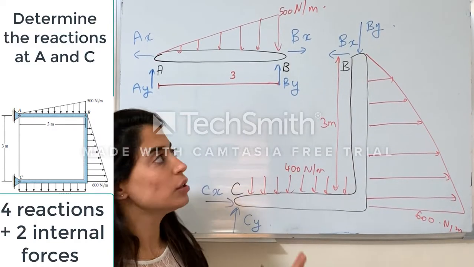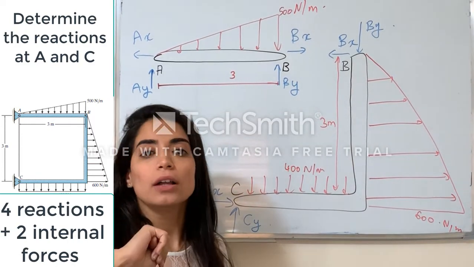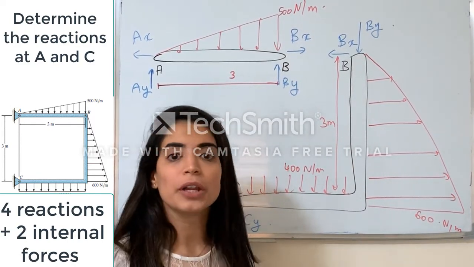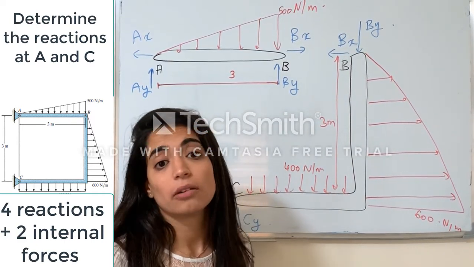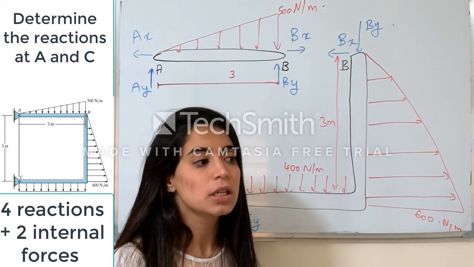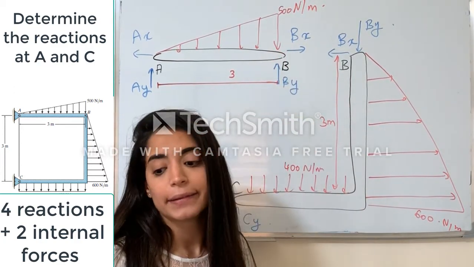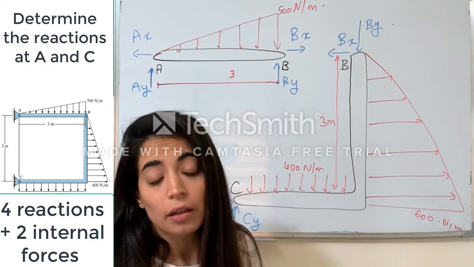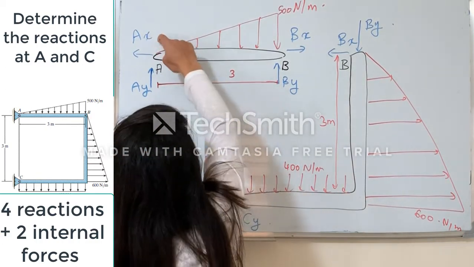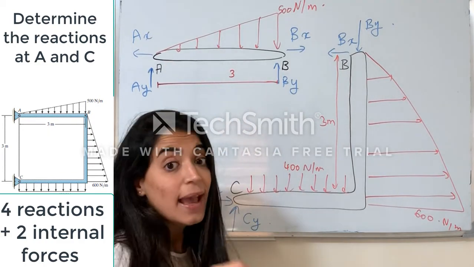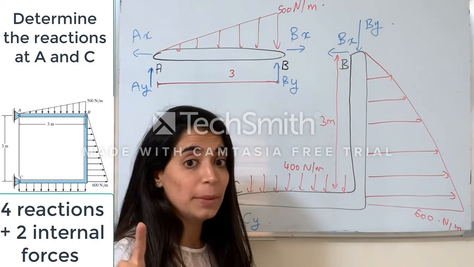Okay, so the question here is to determine the reactions at A and C. I have 4 unknowns. If I take the whole frame as my free body diagram, I cannot solve for the reactions because I only have 3 equations. So what I should do, guys, is separate this frame at the pin, and here the pin is at B. Now, if I separate these 2 members, I can assume any directions for my reactions at A and C, as well as any direction for the reaction at the pin B.